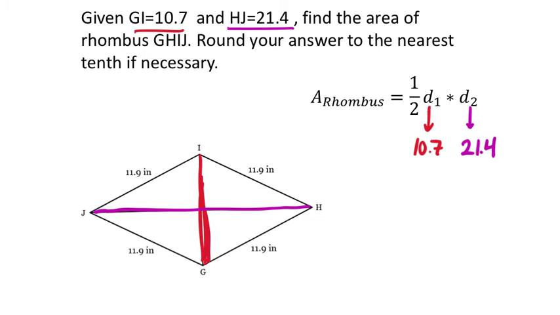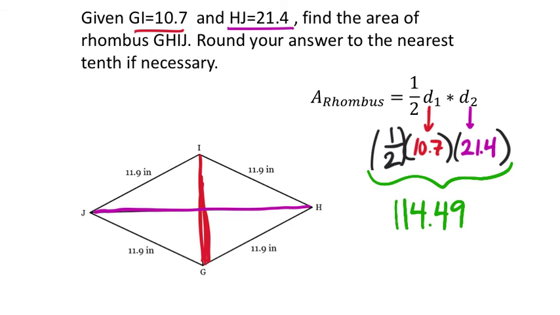Okay, so this is a direct calculation on this one. We're just going to take 1/2 and multiply it by the first diagonal, multiply it by the second diagonal, and that will be the area of the rhombus. So I just go into my calculator. Of course, I'll put the 1/2 in parentheses here. It did say to round to the nearest tenth if it's necessary. Let's find out. So 1/2 times 10.7 times 21.4. Enter, and I get 114.49.